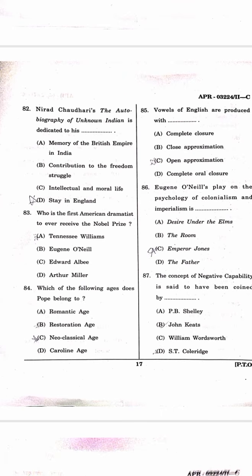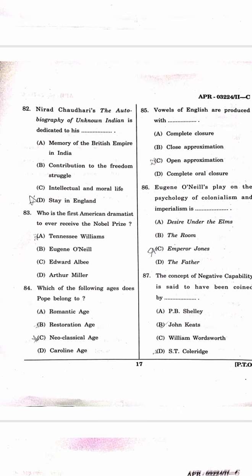Question number 84. Which of the following ages does Pope belong to? Alexander Pope belonged to the neoclassical age. Option C is the correct one. Question number 85. Vowels of English are produced with open approximation. Option C is the correct one.